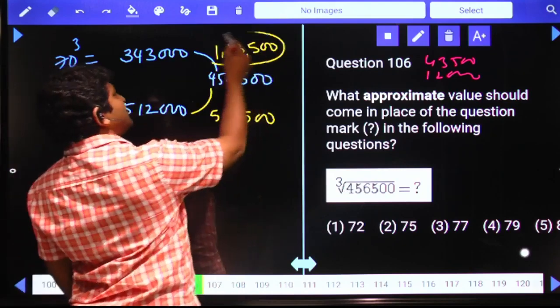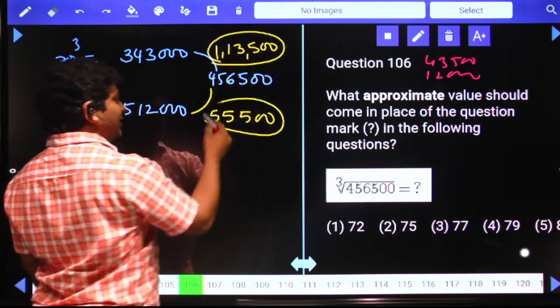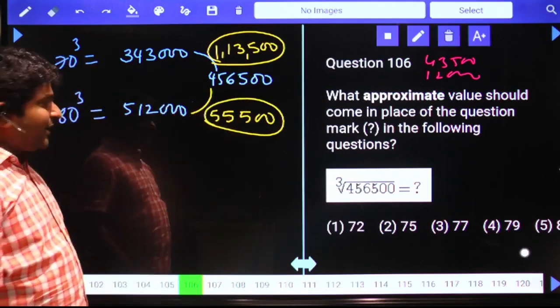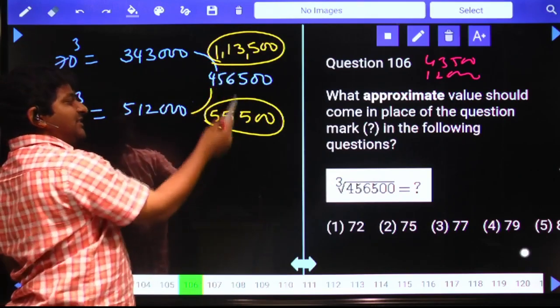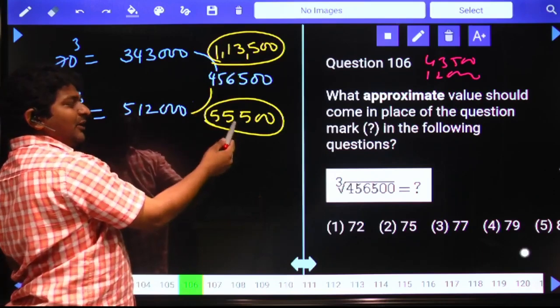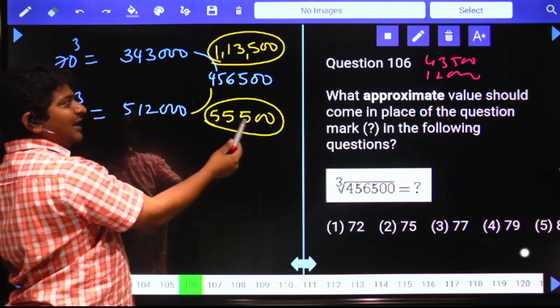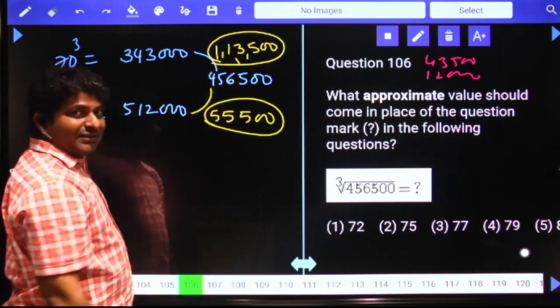Now ratio between these two numbers. I would like to calculate ratio between these two numbers. Approximately, this is almost double. Exactly 2 times of this number is equal to 1,11,000 and you still have more than that.